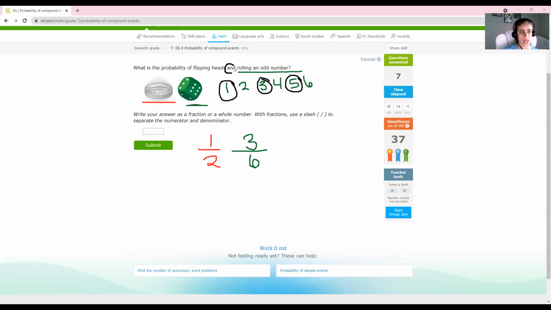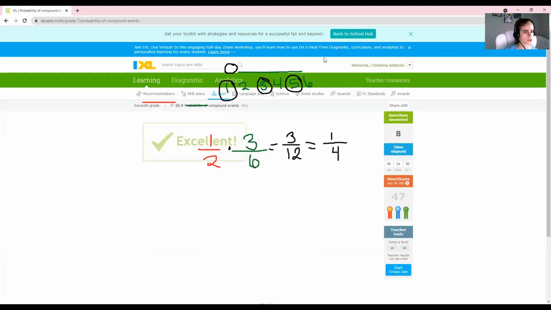We want to know the total. It's an AND statement, which means we're multiplying. 3 times 1 is 3. 2 times 6 is 12. Can we simplify this fraction? Yes, we can. Whenever you can simplify, you need to do so. What would be a common factor? 3. We can divide by 3. So 3 divided by 3 is 1, 12 divided by 3 is 4. So there's a 1/4 chance of me flipping heads and rolling an odd number. Decent odds, considering.